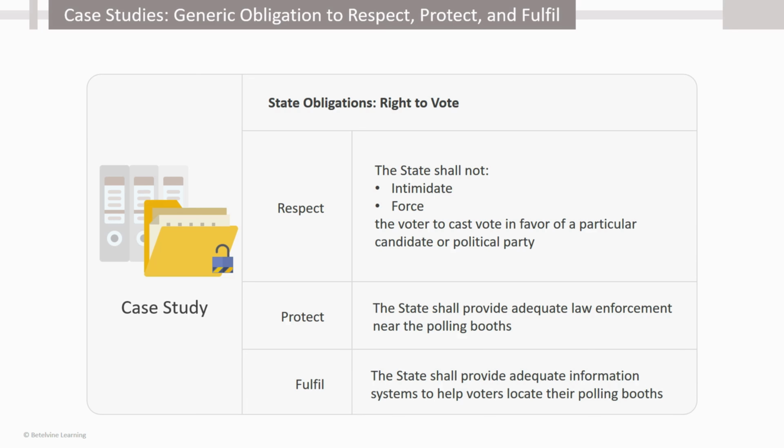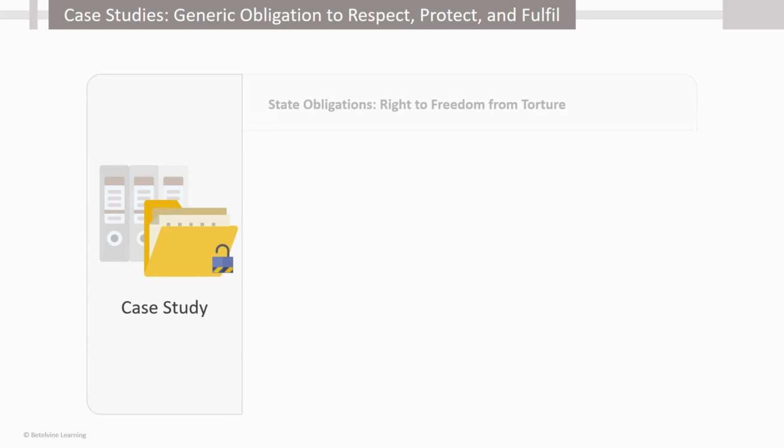Fulfill. The state shall provide an adequate system of information so that voters are able to find out the location of their polling booths. Right to freedom from torture, or specifically, a person detained in police custody has the right not to be subjected to torture.